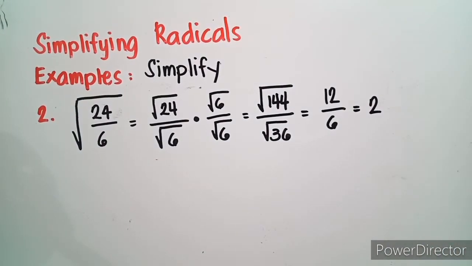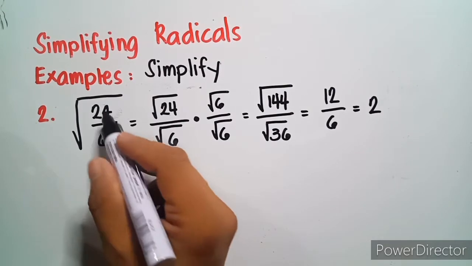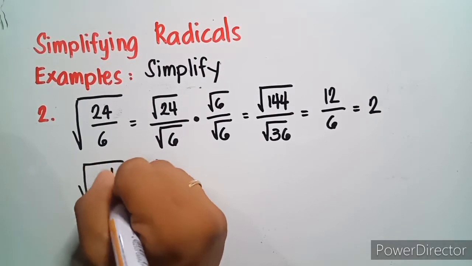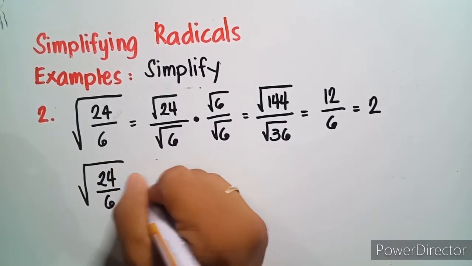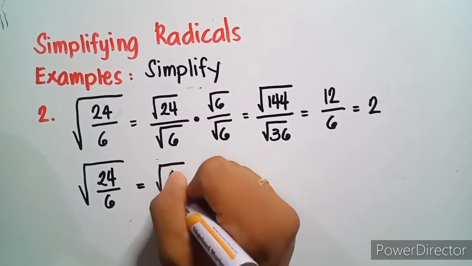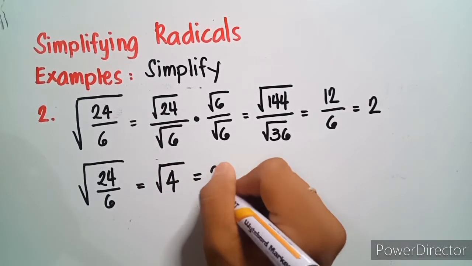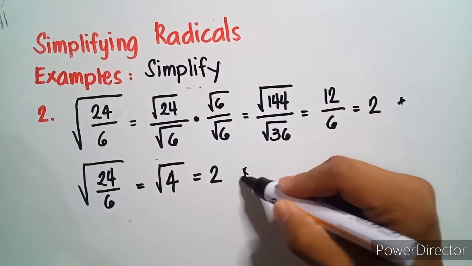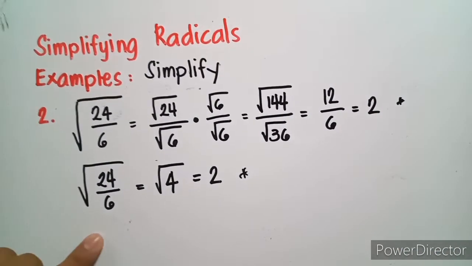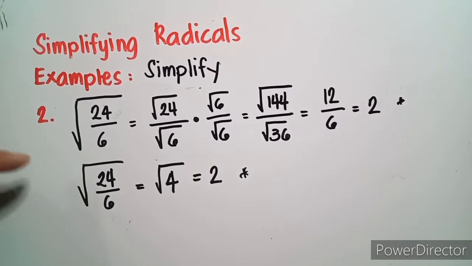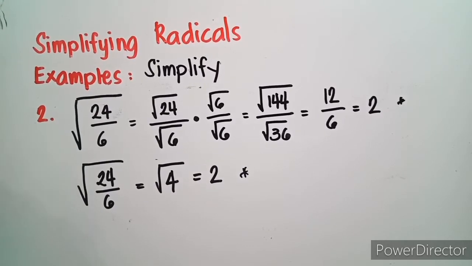So another solution, if we will simplify first our fraction, square root of 24 over 6, that is equal to 24 divided by 6 is 4. So square root of 4, that is equal to 2. So kahit alin dito sa dalawa ay pwede nating gamitin. So kung alam nyo agad na madidivide at may perfect square number na makukuhang sagot, then you can do this. Kung hindi nyo naman alam, you can do the rationalization process.